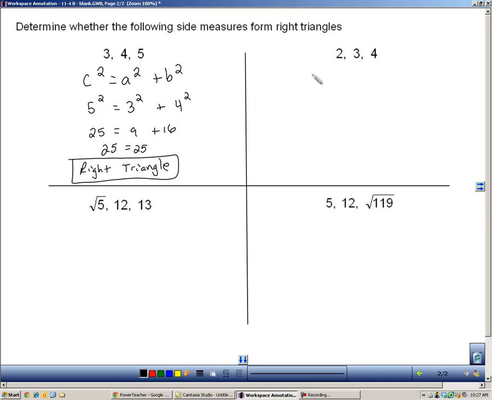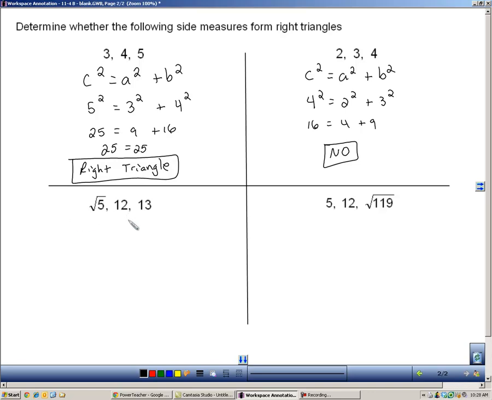How about this one over here? It's easy to see which one is the C. The 4 goes in there, and then these don't matter. You can put them in either order. So 4 squared is 16, 2 squared is 4, and 3 squared is 9. Is 9 plus 4 equal to 16? No. So we can say that this is not a right triangle.